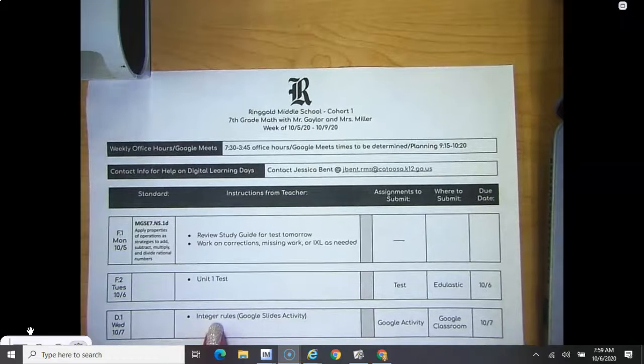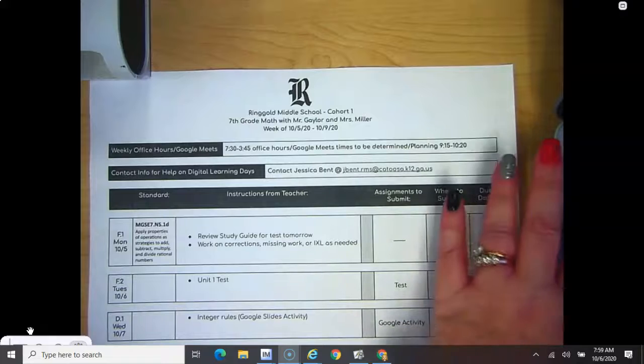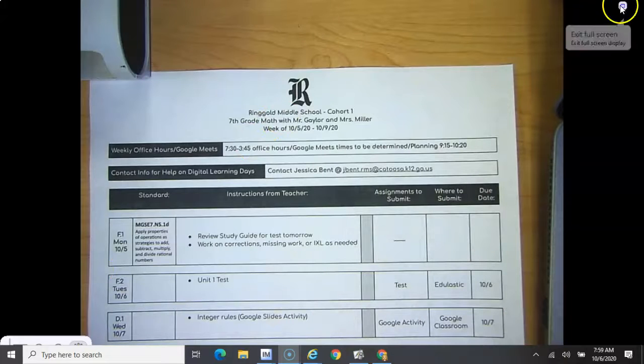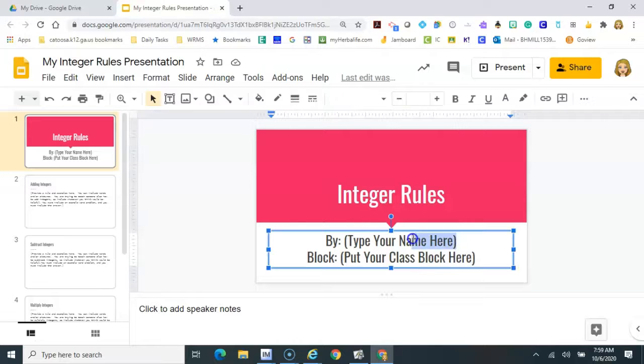Tomorrow when you are at home, you have integer rules. It's a Google Slide activity. Let me show you what that looks like and give you a few directions and see if you have any questions. It's going to look like this. It says integer rules. Right here it says by. This is where you're going to just take your cursor and go over this and put your name. And then block, put first block, cohort 1.